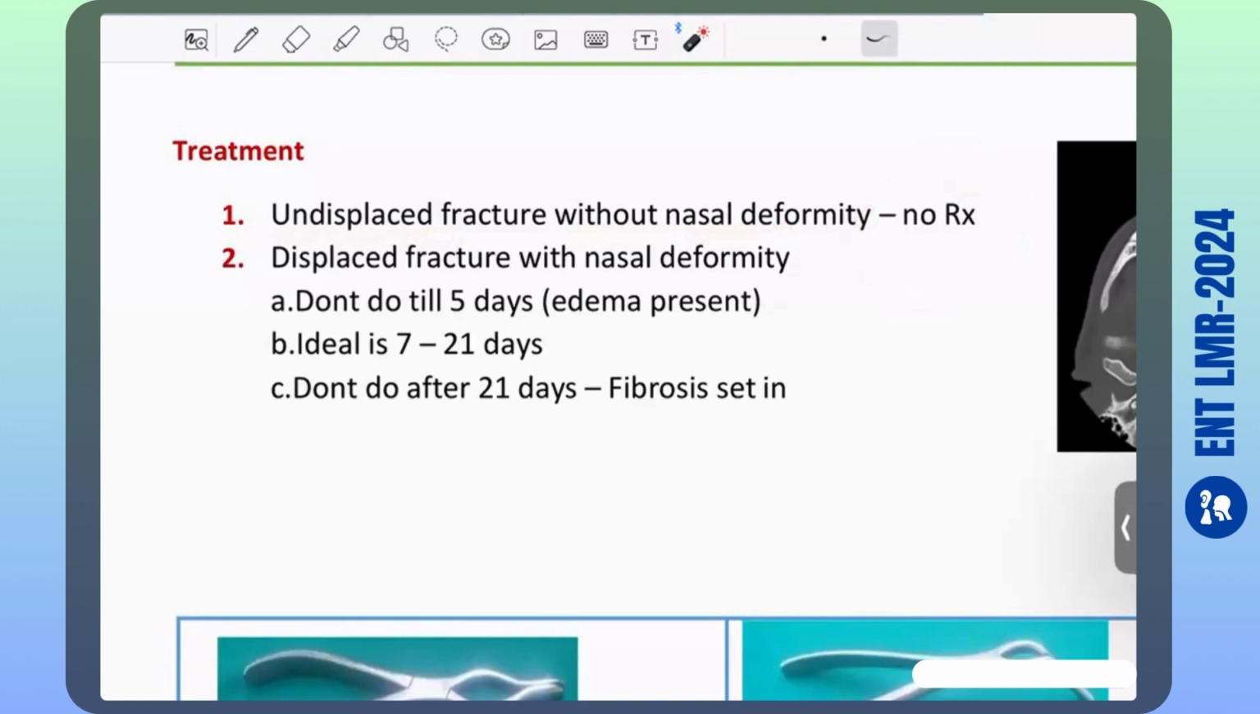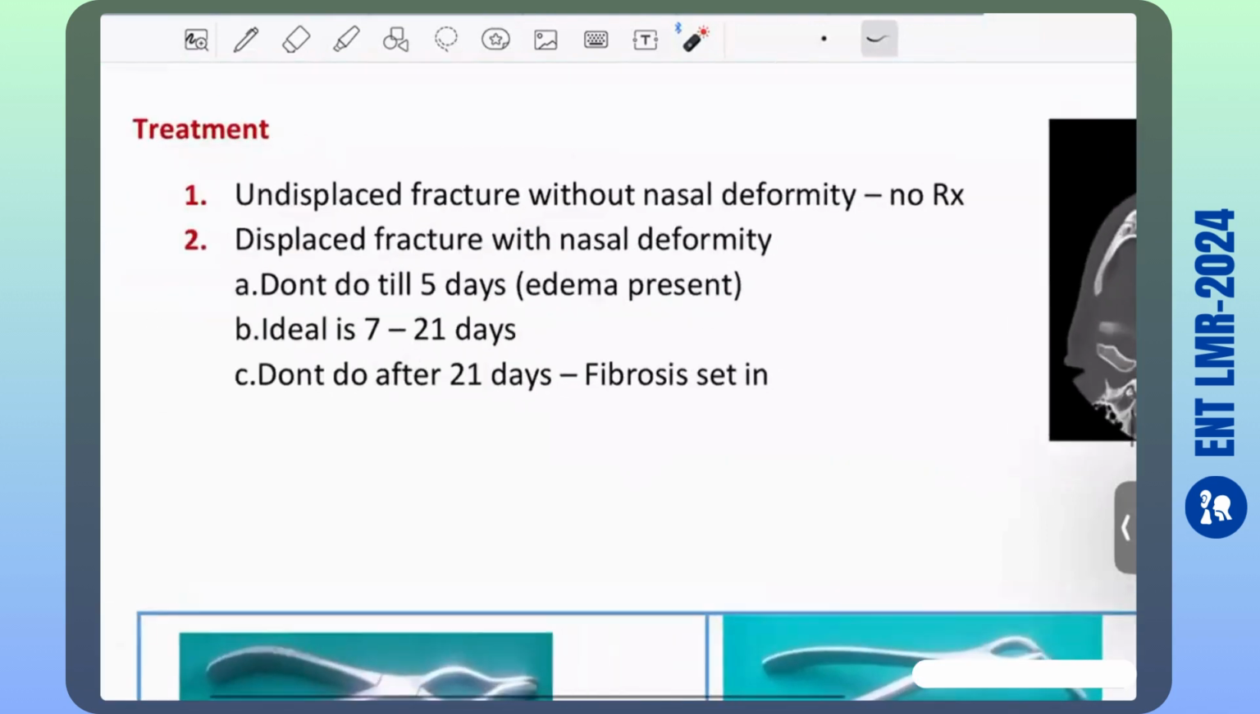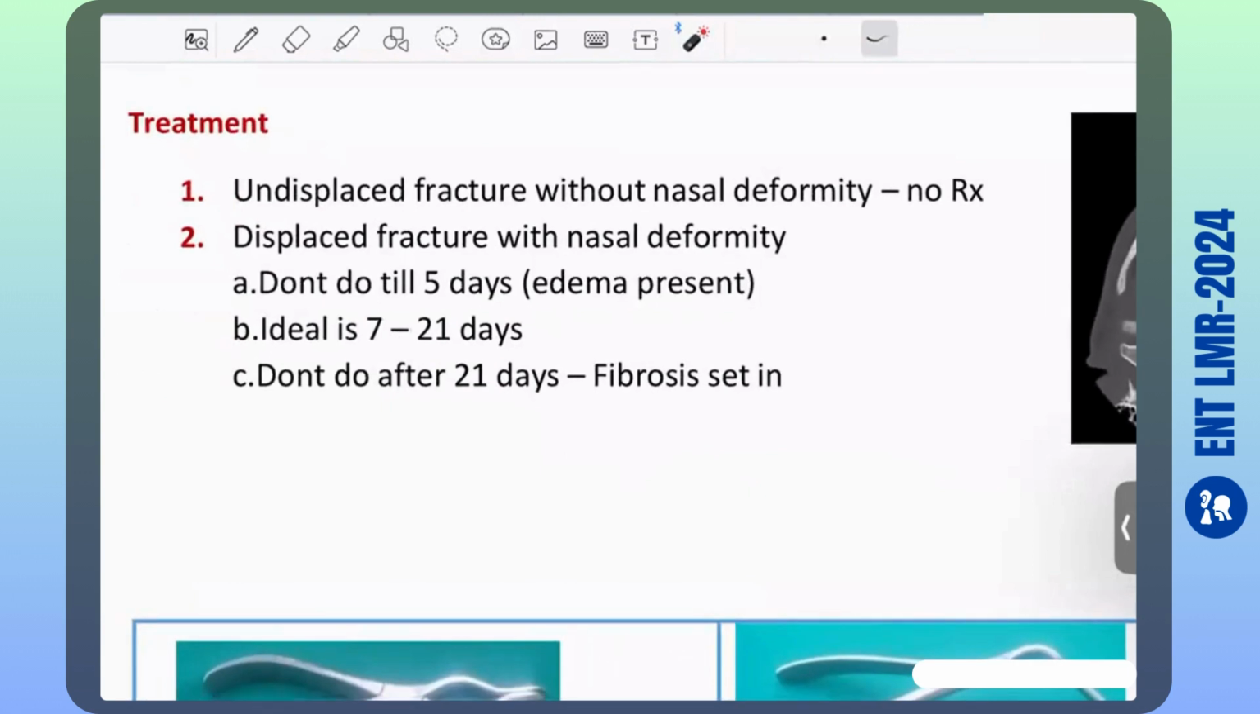Small hairline crack, you don't have to treat the patient. If there is a displaced fracture with deformity, like this one, okay? There is deformity present. If there is edema, you don't do surgery till 5 days. No surgery till 5 days, okay? Ideal is 7 to 21 days. After 21 days, please don't do. So you do surgery before fibrosis and after edema. After edema, before fibrosis, 7 to 21 days you do surgery, which is closed reduction of nasal bone fracture.